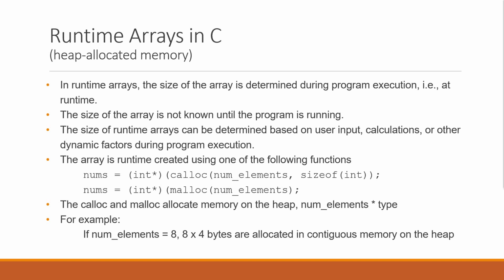The array is runtime created using one of the following functions: nums = (int*) calloc(num_elements, sizeof(int)); nums = (int*) malloc(num_elements * sizeof(int)); The calloc and malloc allocate memory on the heap, num_elements times the size of the type. For example, if num_elements equals 8, 8 by 4 bytes are allocated in contiguous memory on the heap.